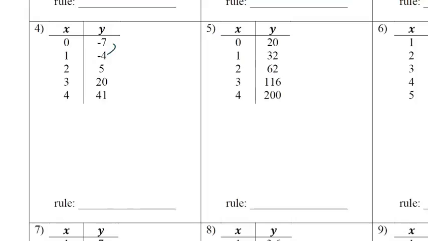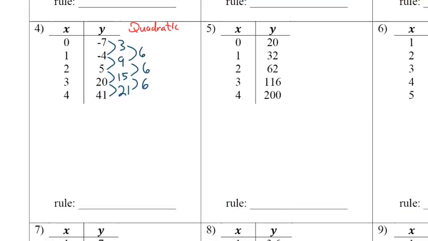Negative 4 minus negative 7 is positive 3. 5 minus negative 4 is positive 9. 20 minus 5 is 15. And 41 minus 20 is 21. Alright, so it's not linear. 9 minus 3 is 6. 15 minus 9 is 6. And 21 minus 15 is also 6. So the second difference is the same. Therefore, this is quadratic.